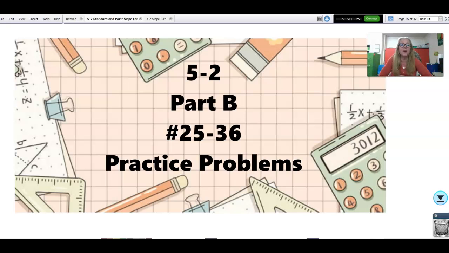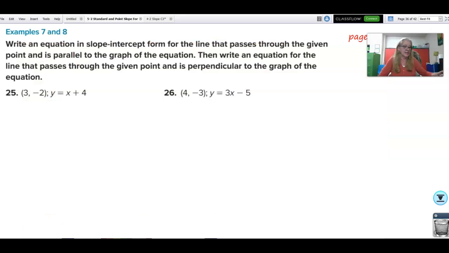Okay, this is 5-2 Part B, and you're very quickly going to realize why I needed to make this into two parts, because there's a lot in just 25 through 36. There's a lot of work, so let's get started. We don't have all day.